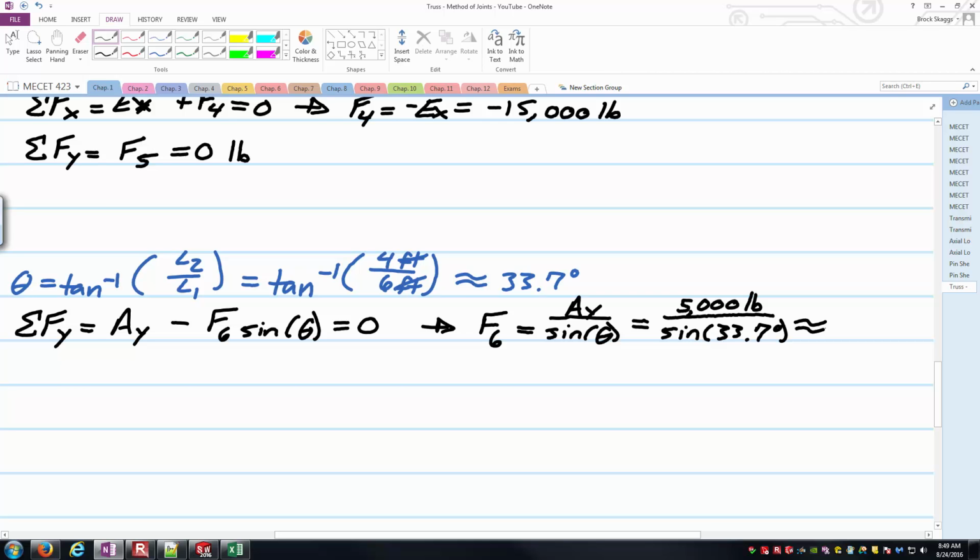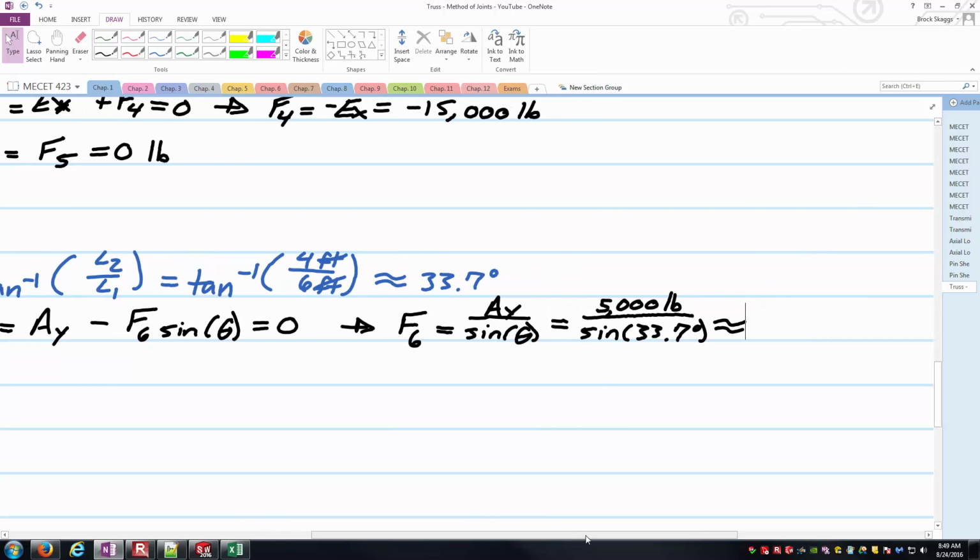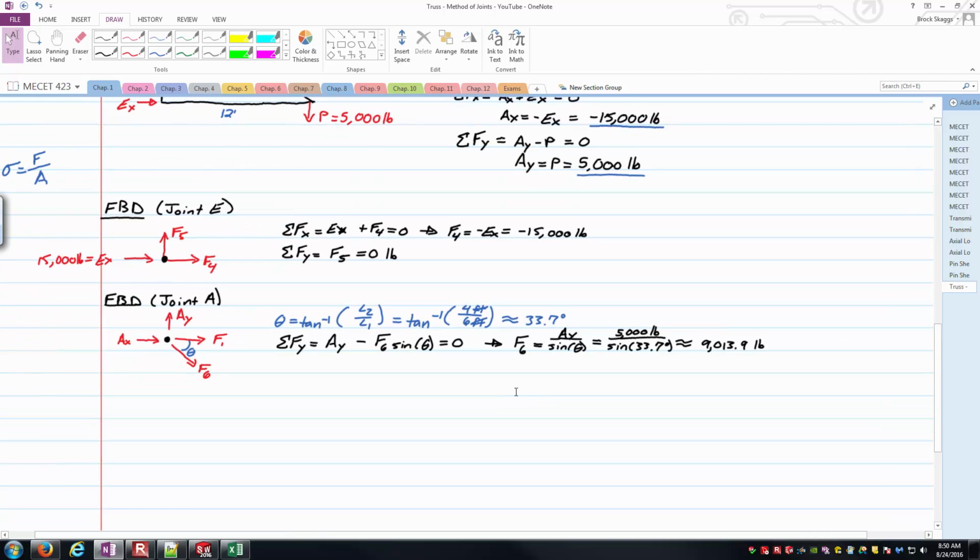And so give me just 1 second in the calculator. 9,013.9 roughly. It is a positive value, so F6 is in tension. All getting back to how I assumed the arrows representing the force vectors to go in my free body diagram. So that's looking good. And now F1.